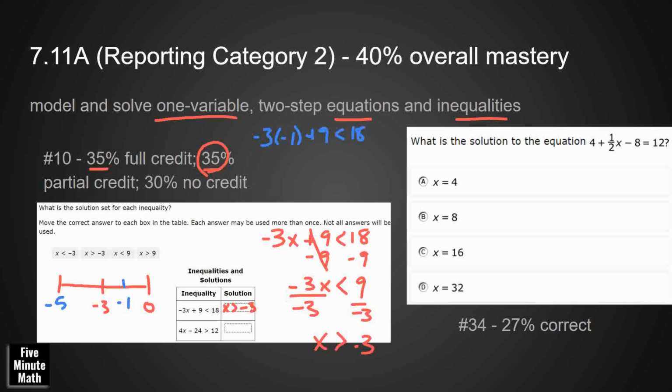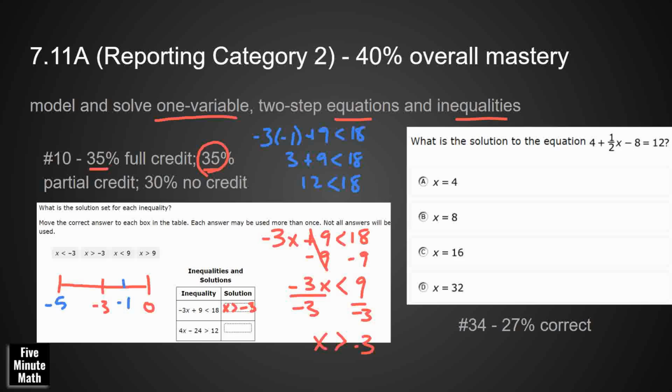Okay, so -3 times -1 is going to be 3, plus 9, less than 18. 12 is less than 18. So if students are stuck, they can't remember whether the negative changes it, have them pick a number that falls into that category. In this case, I found a number that was greater than -3, and then it works.